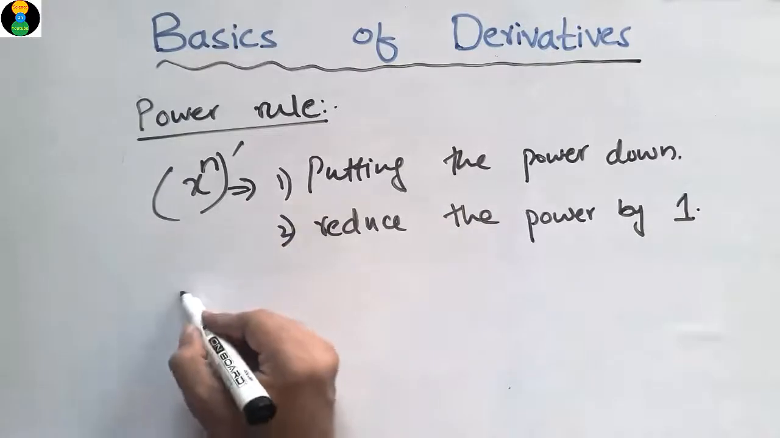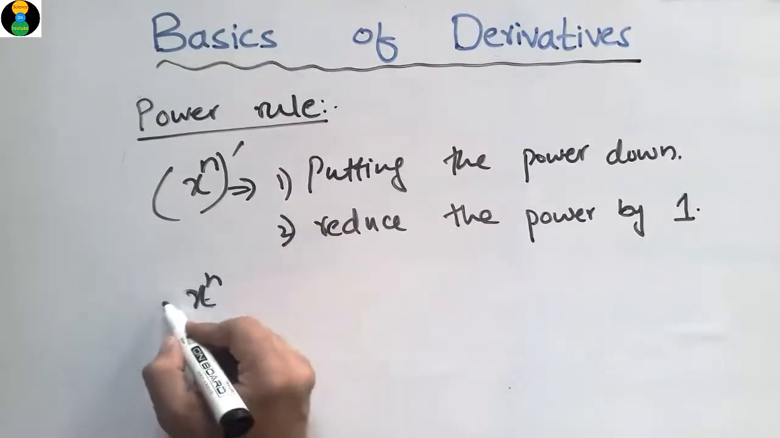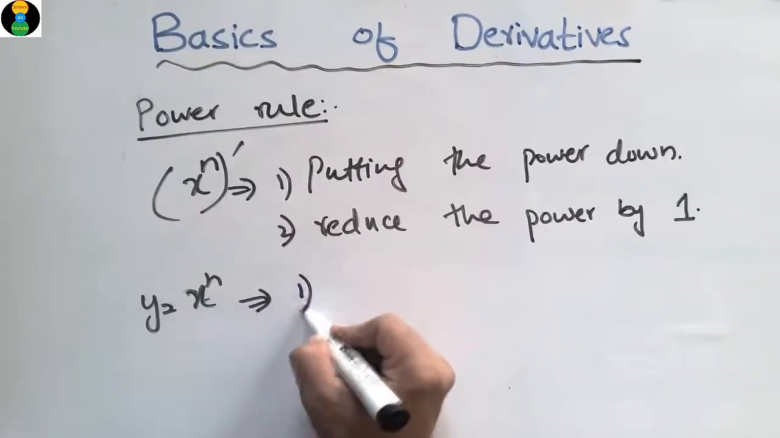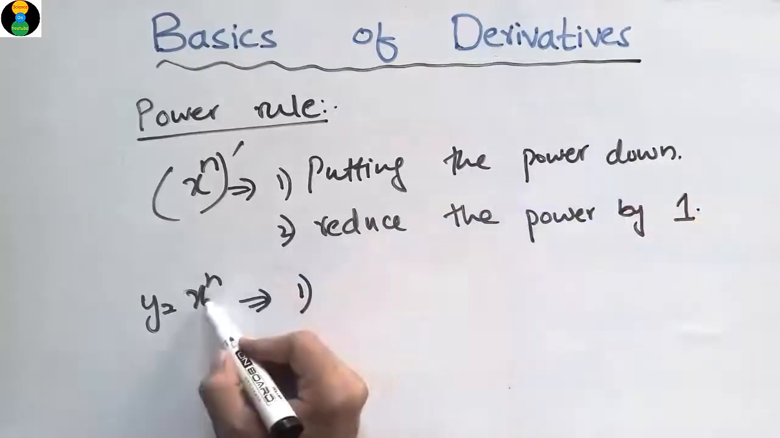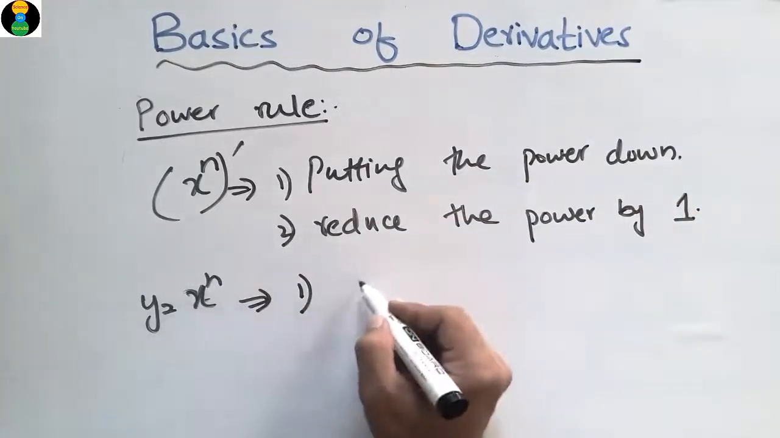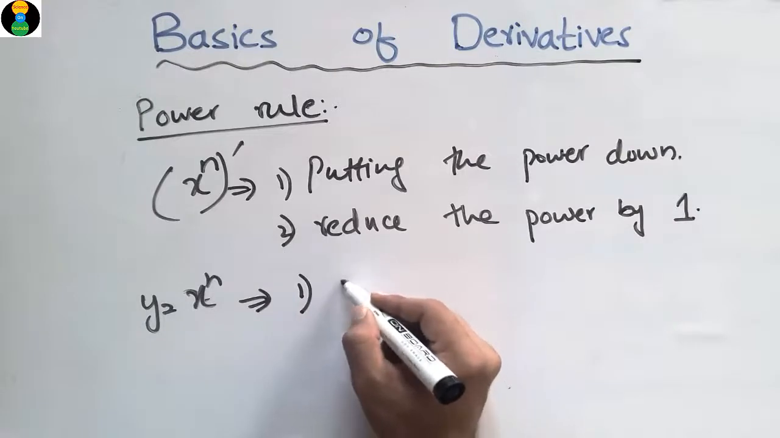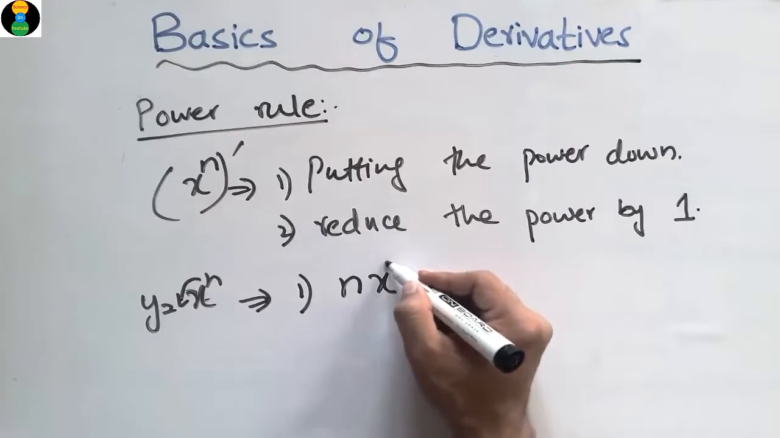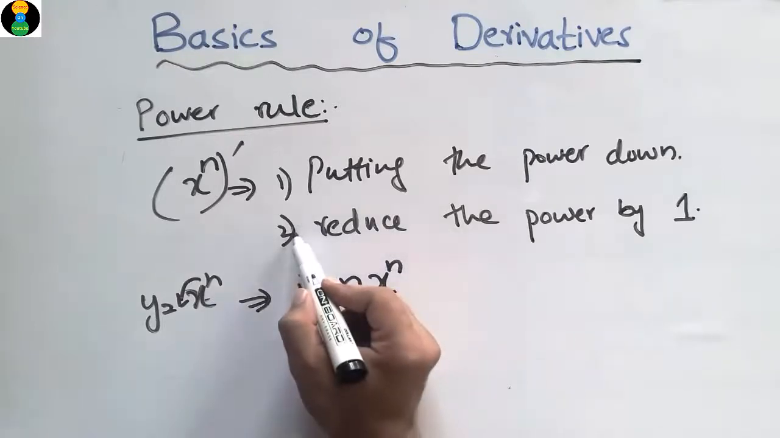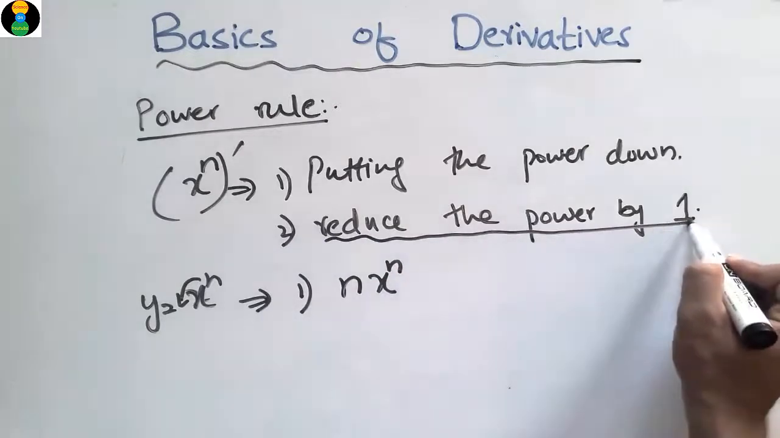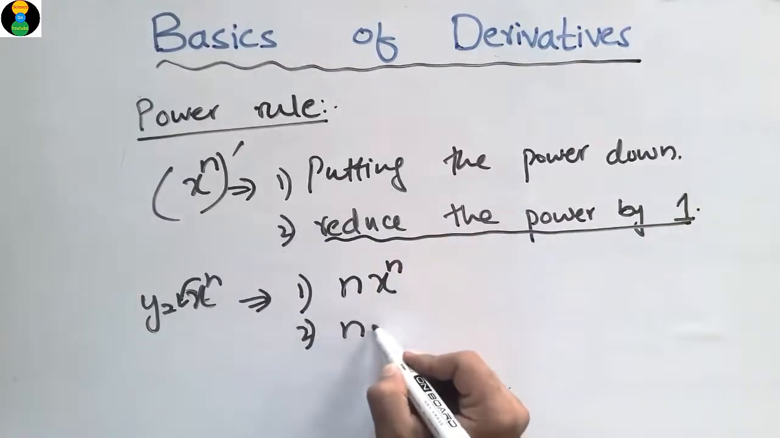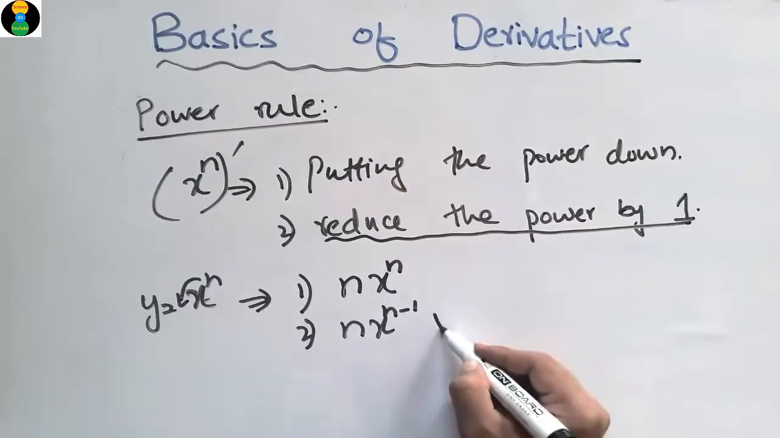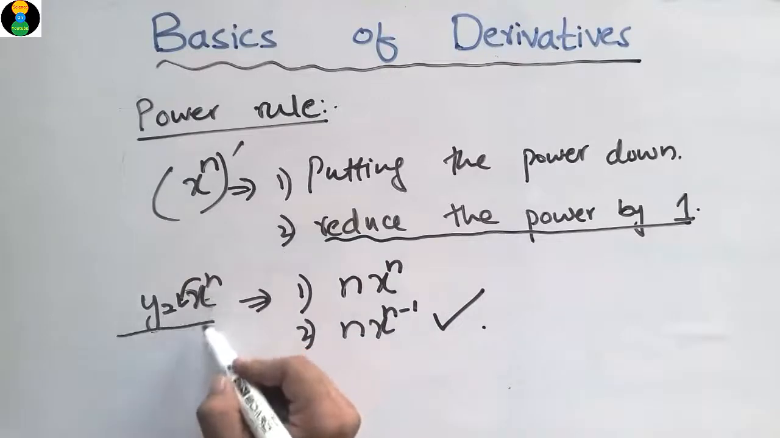For example, consider this is any variable and we want to find the derivative of this. So the first step is putting the power down. I will put the power down on this. So what does it become? It becomes n, the n is now down, x power. What remains here? N. But the second step is to reduce the power by 1. So now reduce this n by 1, n minus 1. So this is the derivative of this function, y is equal to x power n.